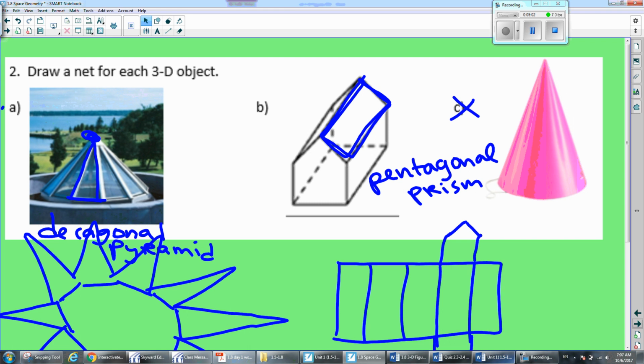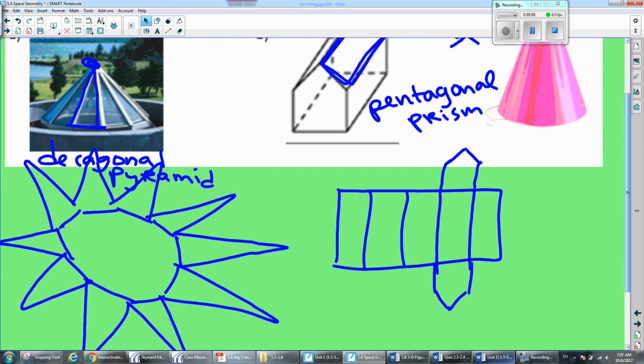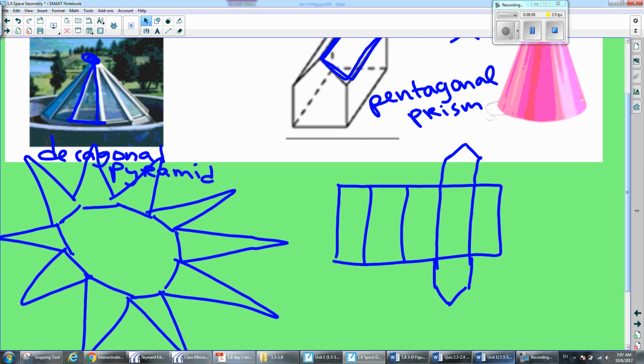And for the next one, if we try to count, we have a decagonal pyramid. Okay, so that means you have 10 sides. So if you drew 10 points and connected them, here would be your base. Okay, all of these sides are triangles that meet at 1 point. So draw a bunch of triangles off of there.